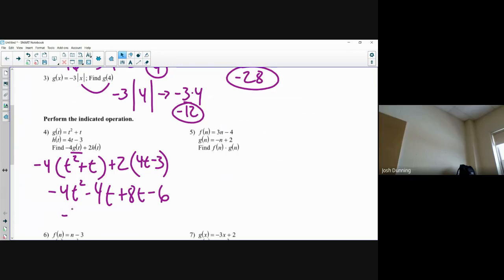So we can put the t's together in the middle. Negative 4 plus 8 is 4. And that's it.